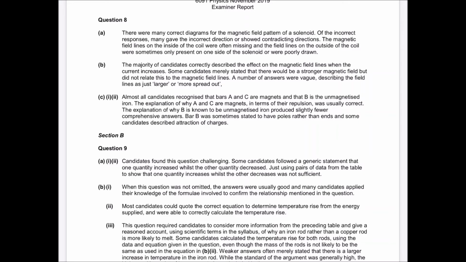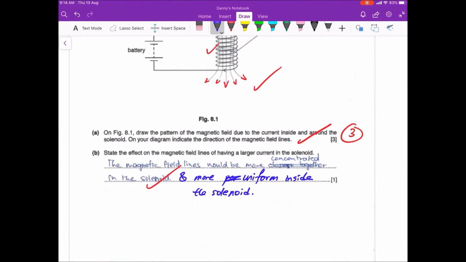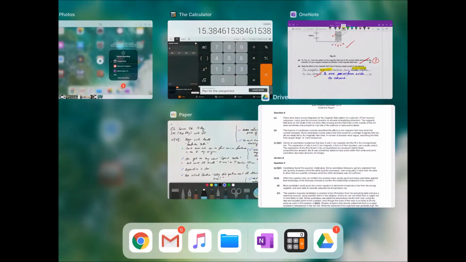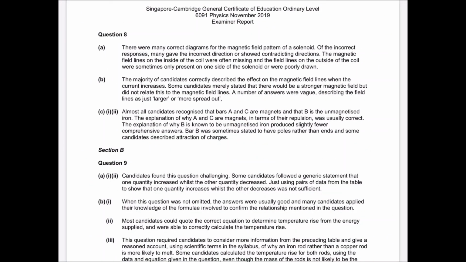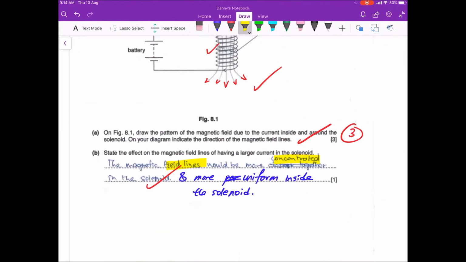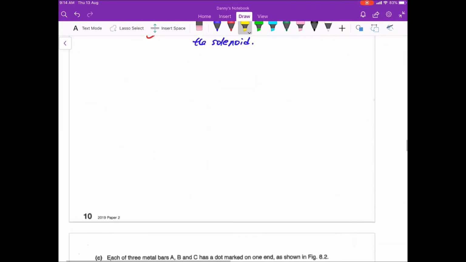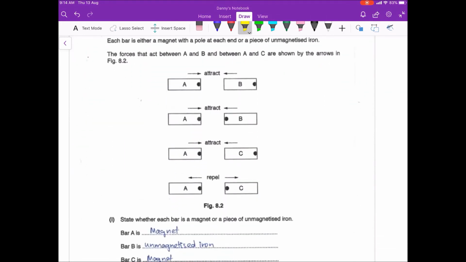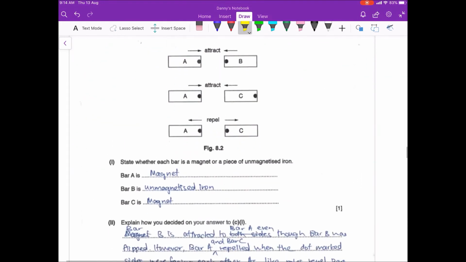So what it means is that the candidate just says that, oh, the field will be stronger, but unlike the student that we see here, he has described how the lines will look more concentrated. So I think it's good. Let's read on. The number of answers is big, described as larger or more spread out. So I think this answer will be sufficient for the 2 lines. Each of the magnets, how it looks like.